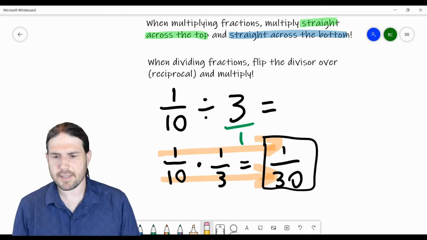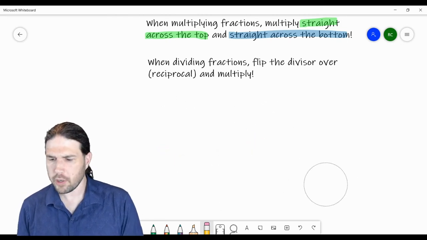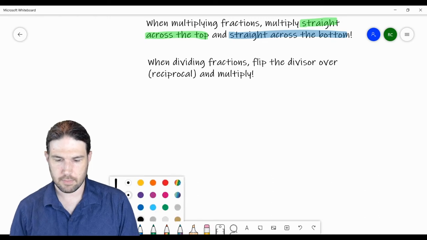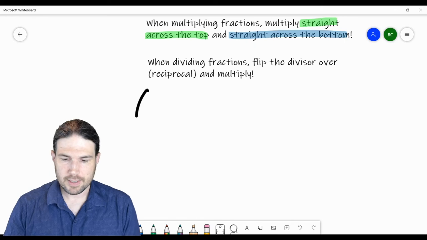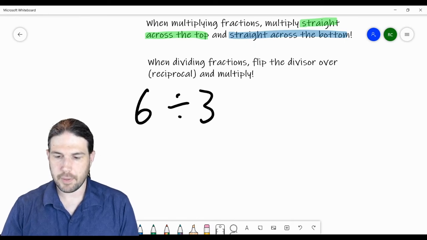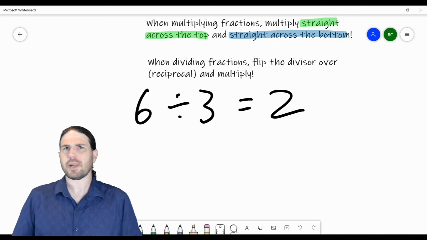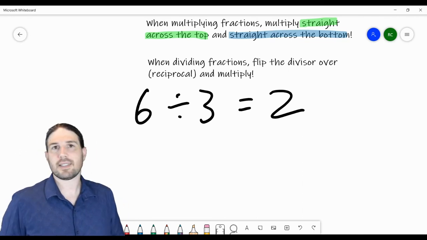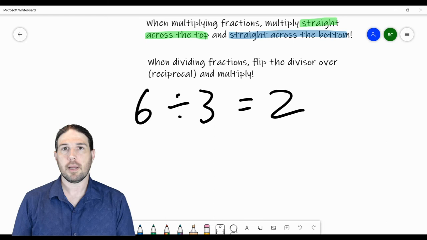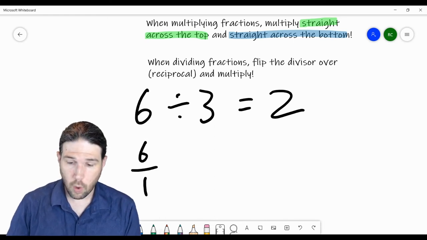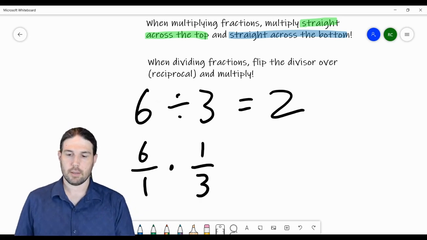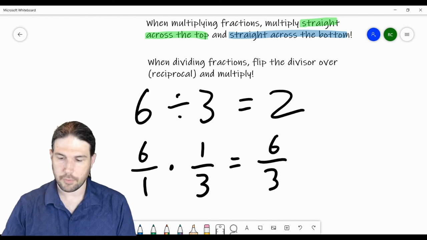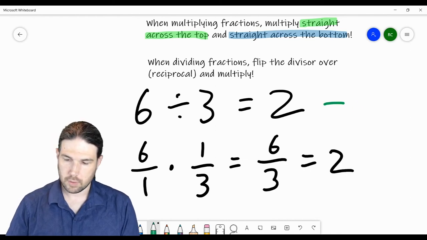So, wait a second, does that mean that regular ordinary division, just like we've always known, like for example, I know that 6 divided by 3 equals 2. Am I really saying that this is somehow a fraction problem? And the answer is yes. This is actually 6/1 times 1/3. And yes, we get 6/3, which is 2.